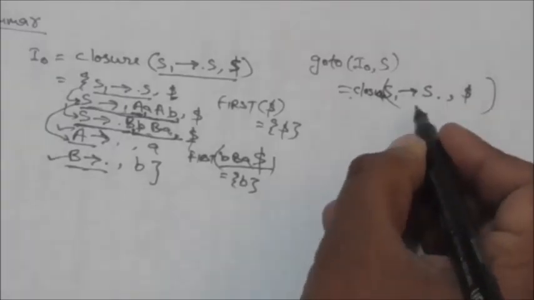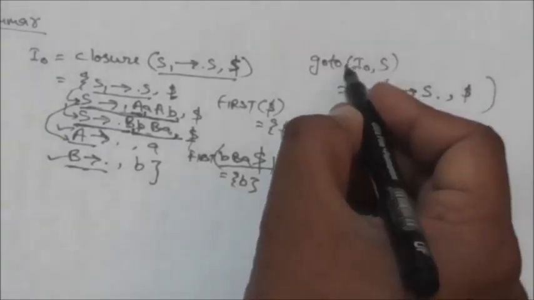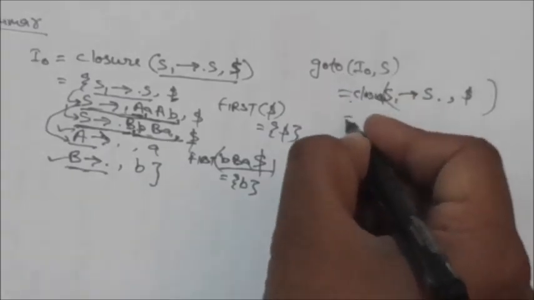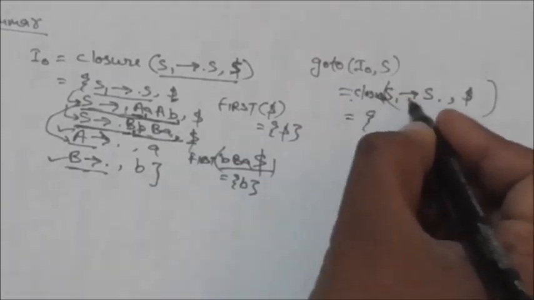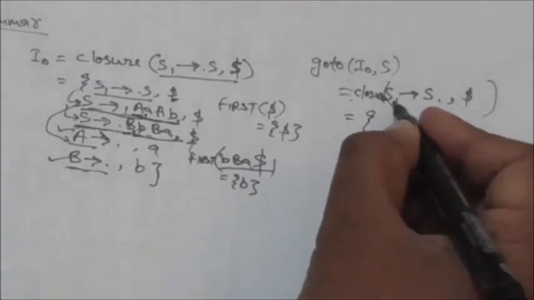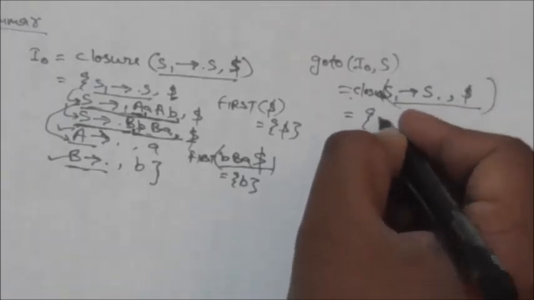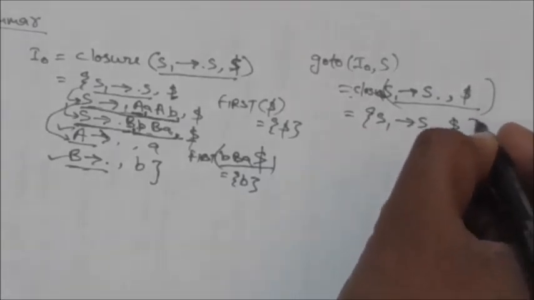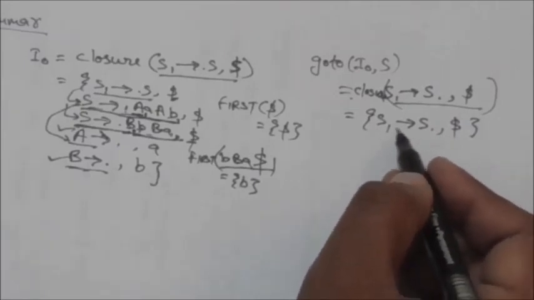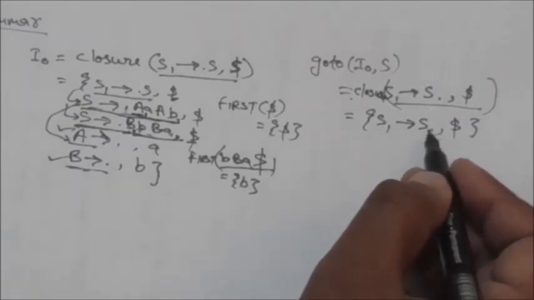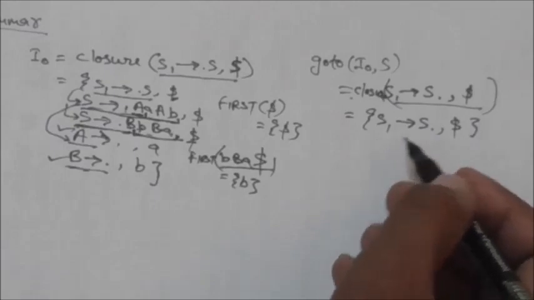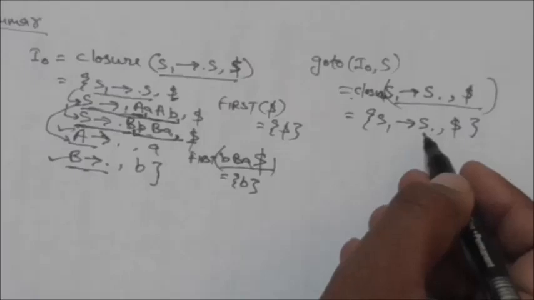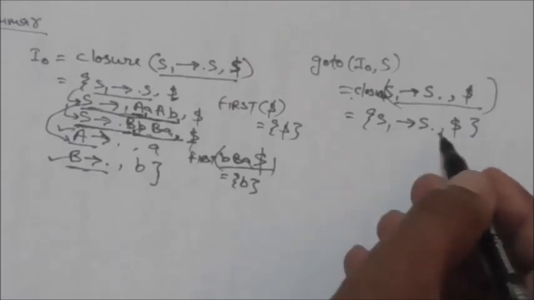So the closure of this item will be the output of this goto function. Now we have to find the closure of this item. First, the item itself will be added in the closure as S derives .S, lookahead symbol dollar. Now here you can see that no new item can be added, because in this item the dot is not followed by any non-terminal symbol, so no new item can be added in this closure.